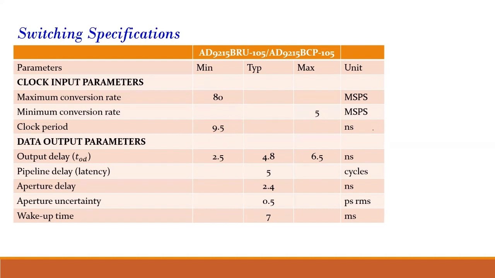Suppose the minimum clock period is 9.5 nanosecond. What is the inverse, 1 upon 9.5 nanosecond? It would be 1000 upon 9.5, approximately 100 megasamples per second. But here it is showing 80 megasamples. This one I don't know; we can see it later.